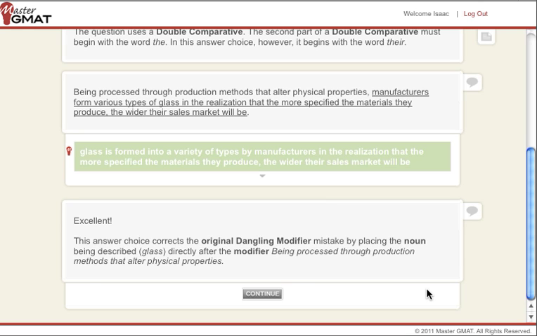And that's it. That's a little bit of a dangling modifier and double comparative question.